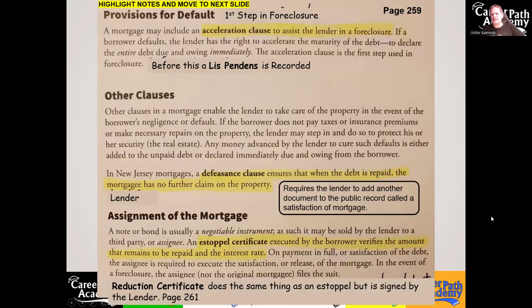All right, so let's do some highlights and notes here for provisions for defaults, other clauses, and some notes. Make sure you write in these notes and do the highlights that I've got here on the page.